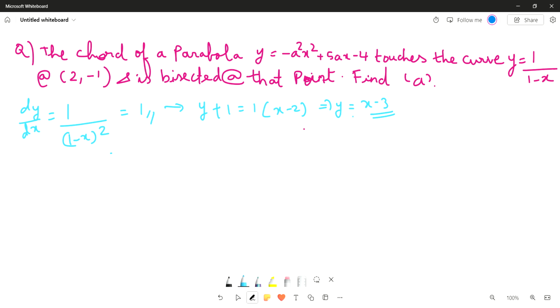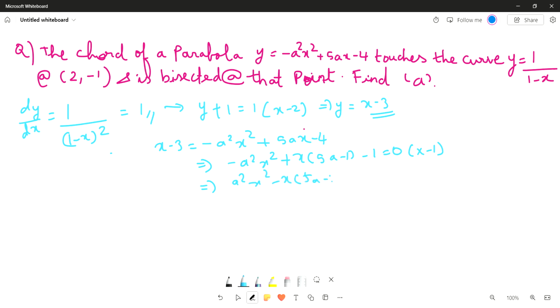Since this chord is a part of the parabola, we can also substitute in the parabolic equation. So if I substitute for y, I will get x minus 3 is equal to minus a square x square plus 5ax minus 4. If I simplify this equation, I will finally get minus a square x square plus x into (5a minus 1) minus 1 is equal to 0. So multiplying by minus 1 on both sides, I will get a square x square minus x into (5a minus 1) plus 1 is equal to 0.